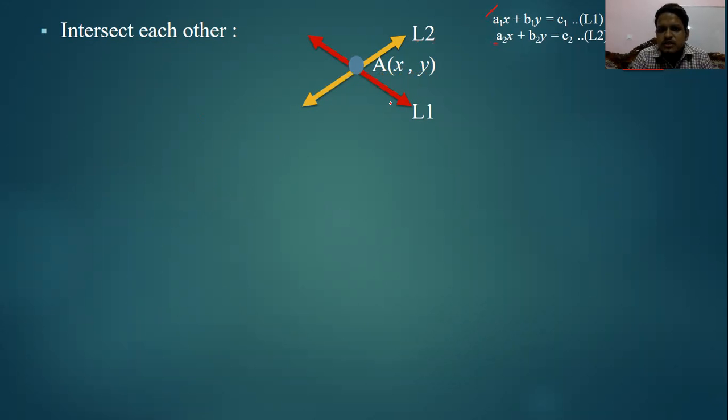That point is a unique point. So we get a unique solution. So when lines are intersecting, we always get a unique solution.